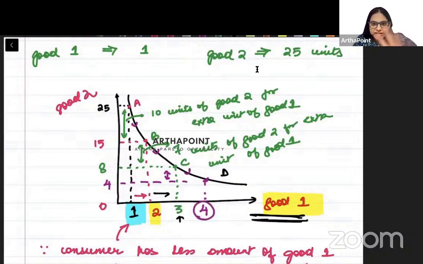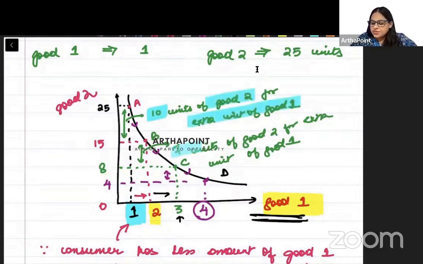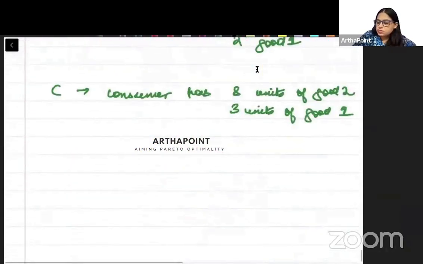So now the consumer does not want to give too much good 2 for an extra unit of good 1. Consumer बहुत ज़्यादा good 2 नहीं देना चाहता for an extra unit of good 1. And that is why there is diminishing MRS. Diminishing MRS means how much good 2 you are willing to give up will fall. यहाँ पे 10 यूनिट देना चाह रहे थे good 2 के ताकि एक एक्स्ट्रा गुड 1 मिल पाए. यहाँ पे सिर्फ 7 यूनिट्स you are willing to give up for an extra unit of good 1. Then 4 units you are willing to give up for an extra unit of good 1. Right?